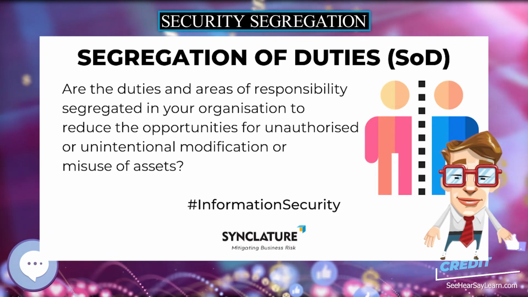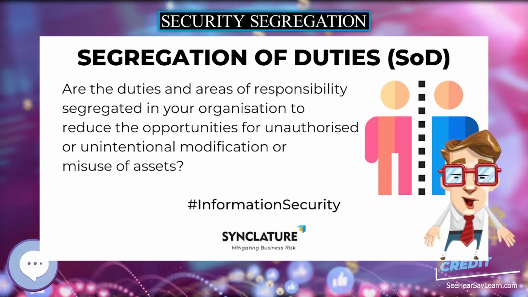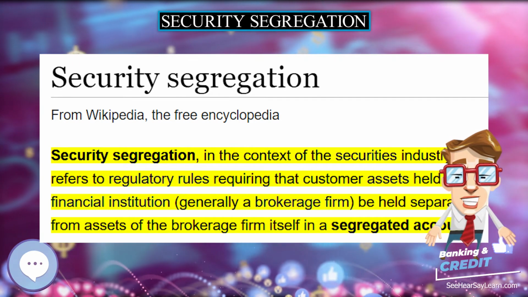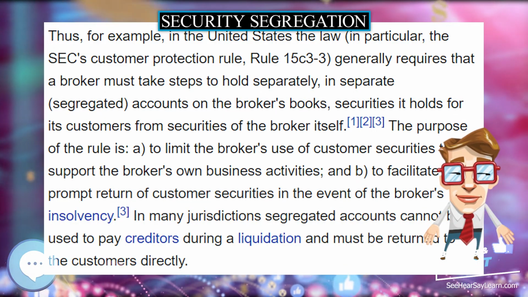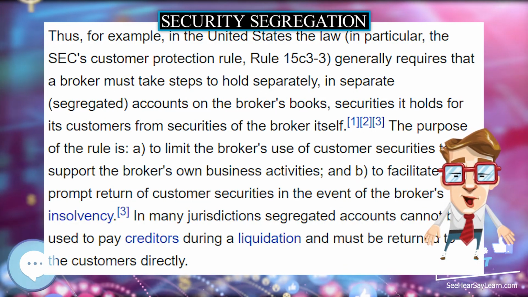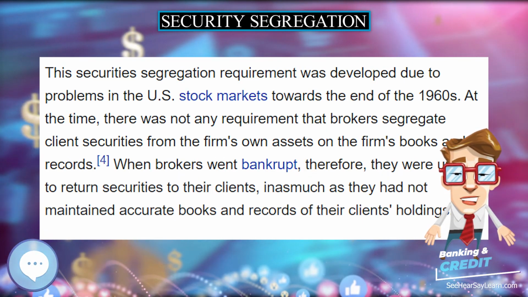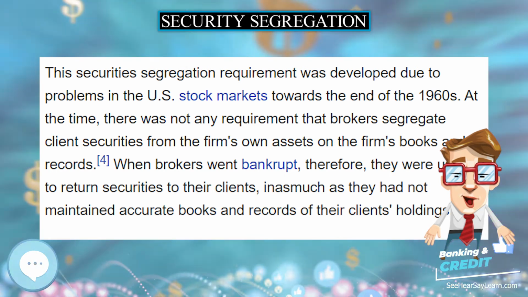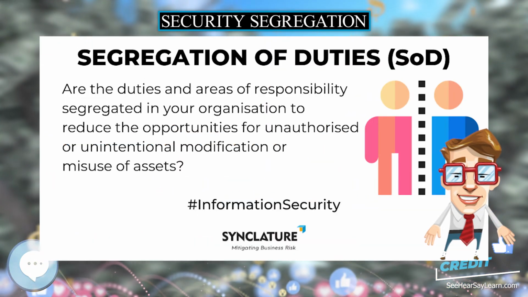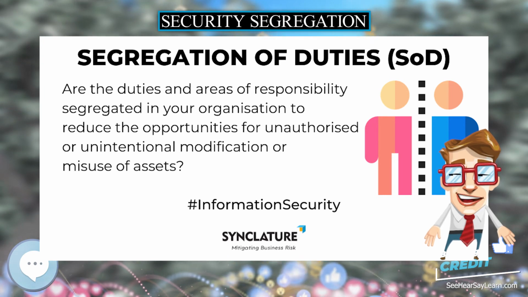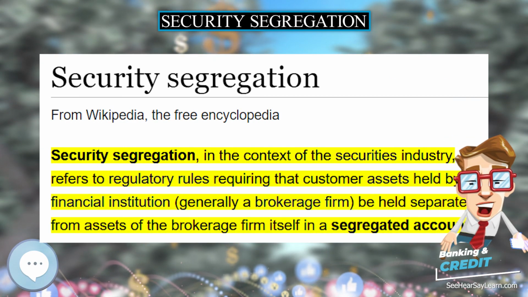This securities segregation requirement was developed due to problems in the U.S. stock markets towards the end of the 1960s. At the time, there was not any requirement that brokers segregate client securities from the firm's own assets on the firm's books and records. When brokers went bankrupt, therefore, they were unable to return securities to their clients, inasmuch as they had not maintained accurate books and records of their clients' holdings.